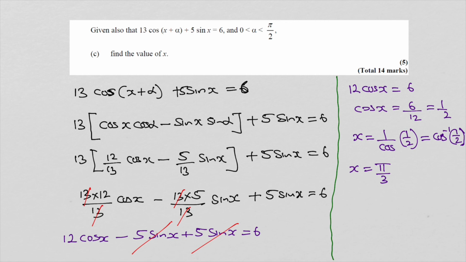And you're only looking for the domain of 0 to pi over 2, so pi over 3 is the only answer we're looking for. Therefore, x equals pi over 3.